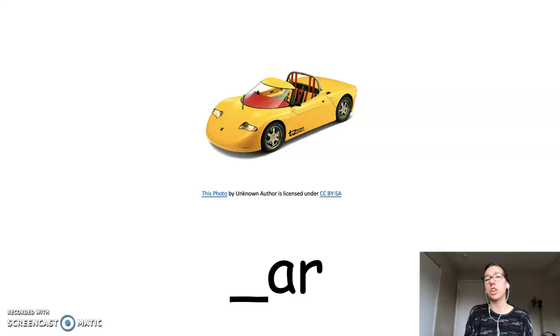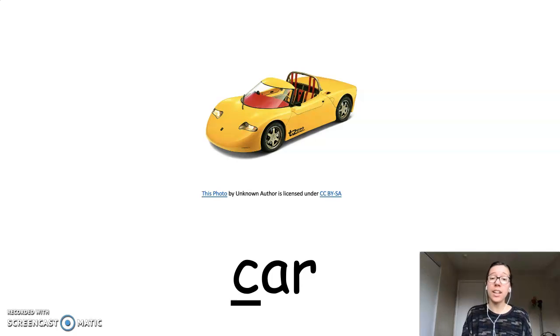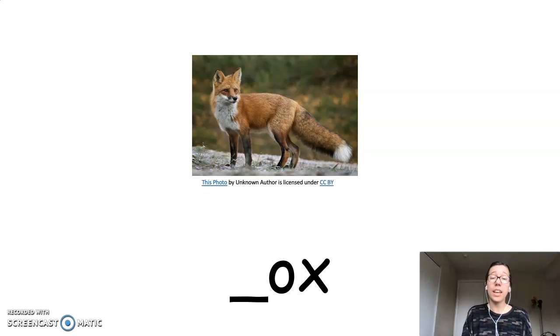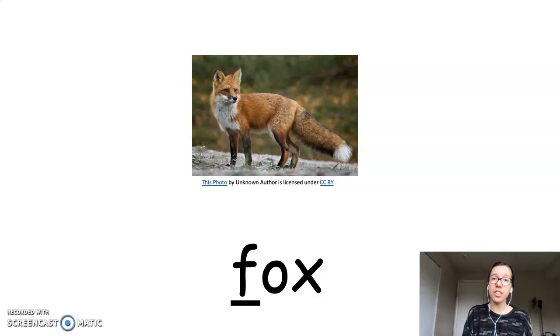What's the first sound you hear in car? Good. Car starts with C. Here we have a picture of a fox. What's the first sound you hear in fox? Good. Fox starts with F. F is for fox. Let's do a few more.